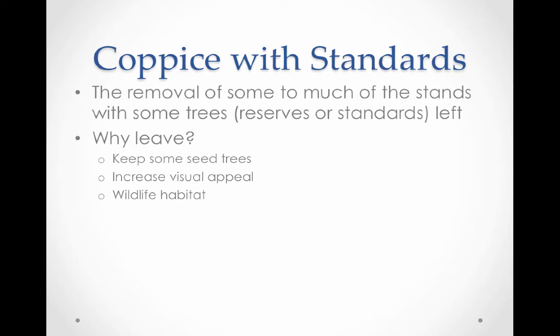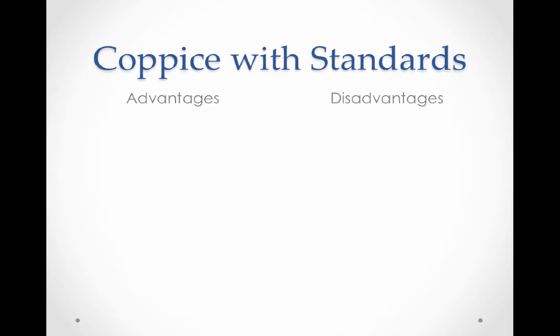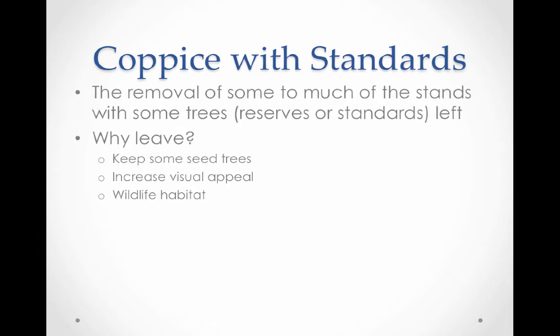So some reasons why we might leave the trees. We can keep them as seed trees. They increase visual appeal. They also can increase wildlife habitat. So if we leave these trees up, the stand becomes a 2-age system. If we remove the trees at some later date, the stand maintains its even-aged age class structure.